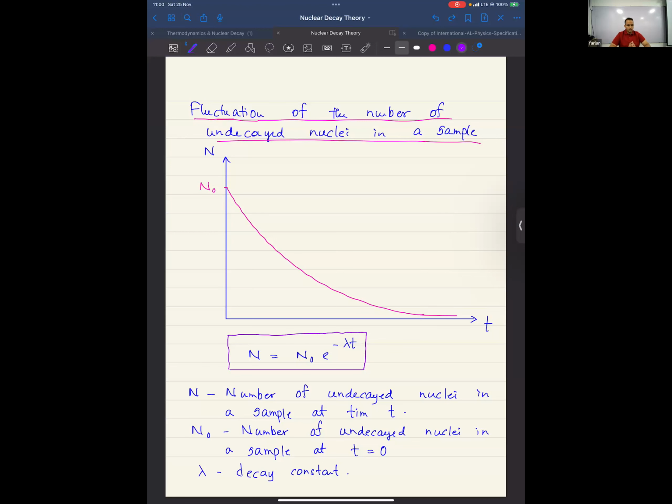Right. So the equation is N equals N naught e to the power minus lambda t. And define the terms. N is the number of undecayed nuclei in a sample at time t, and N naught is the number of undecayed nuclei in the sample at t equals 0. And lambda is the decay constant.